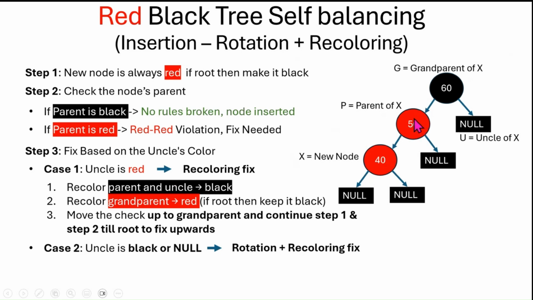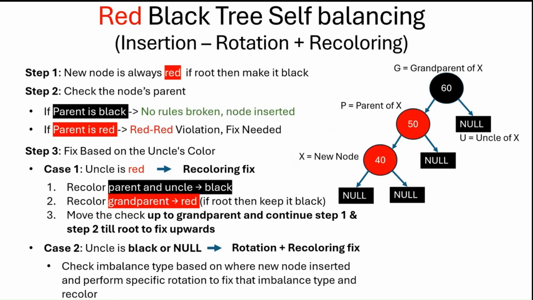Here we can't change the parent to black. The uncle is already black. So if we change the parent to black, then it will basically break the black height for this path, right? Because the uncle is already black here. And if we increment the black on this side, then it will break the black height property for node 60. So that's why rotation and recoloring is required if for the new node the uncle is black or null.